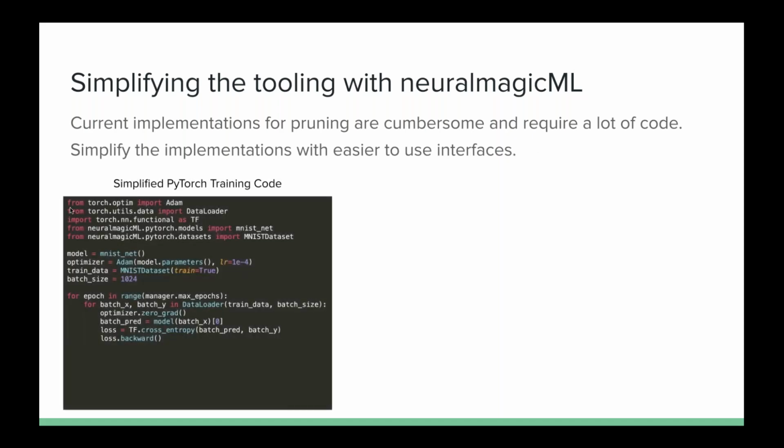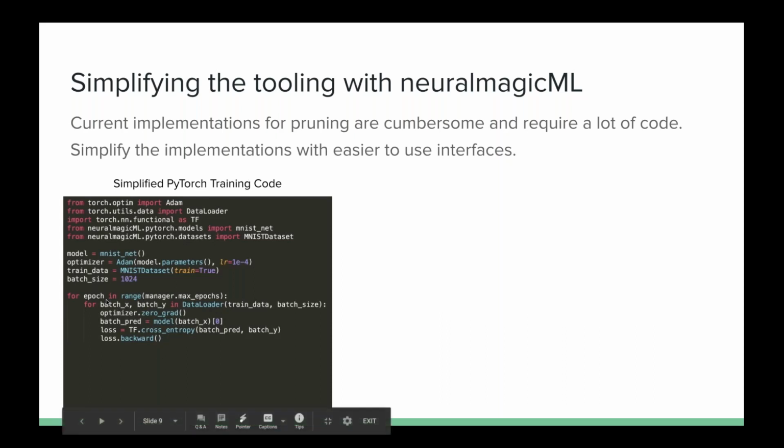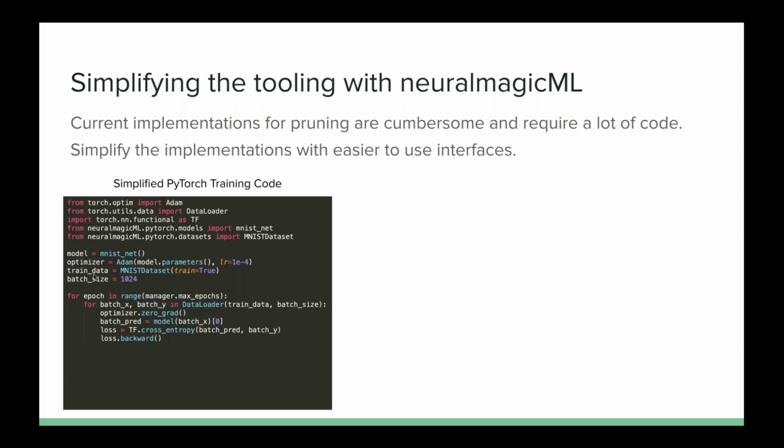So just to give an example, this is PyTorch. This is just a very, very simple PyTorch training example where we're going to create our model and our optimizer. We're going to create some training data and then set our batch size. And then we're just going to loop over the epochs and the batches.